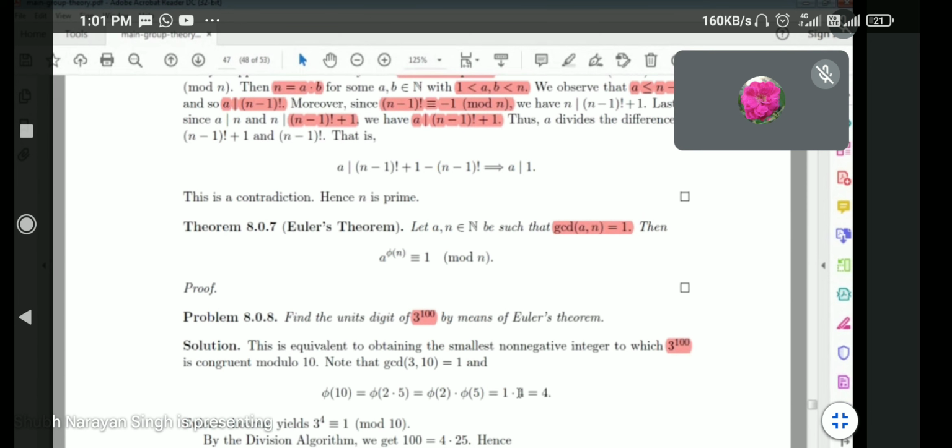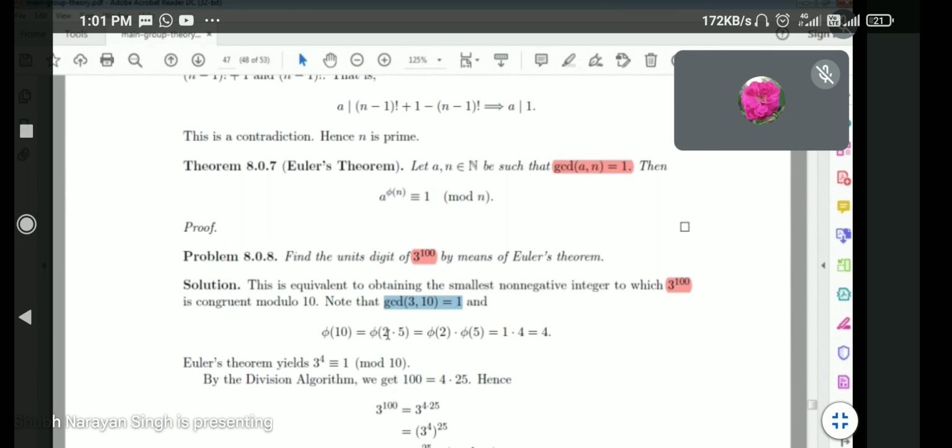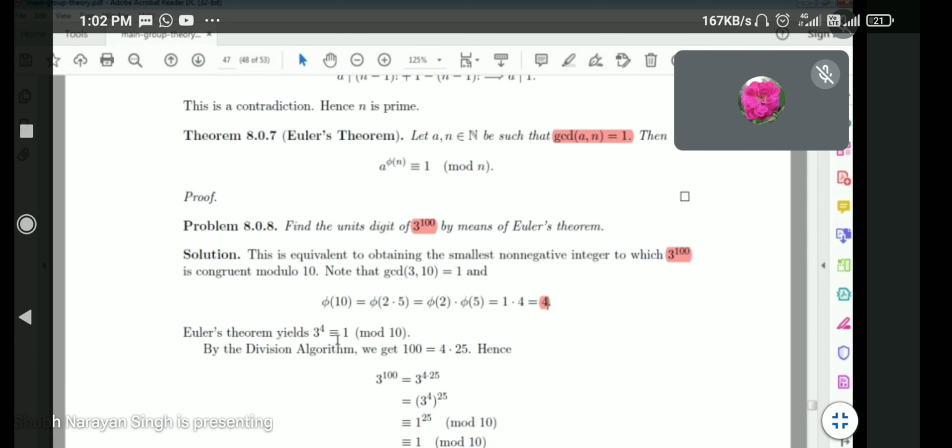Now see, I'm going to use Euler's theorem, which says that a power phi of n is congruent to 1 modulo n. So in this question, I take a equal to 3 and n equal to 10. Then GCD of a and n is 1, because GCD of 3 and 10 is 1. Then you can use Euler's theorem, and I also compute phi of 10 is equal to 4. Then Euler's theorem gives that 3 power phi of n, meaning 3 power 4, is congruent to 1 modulo 10.